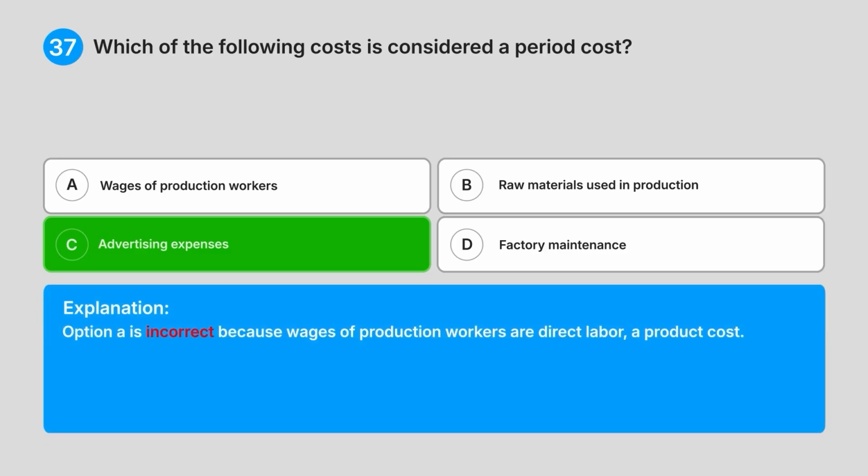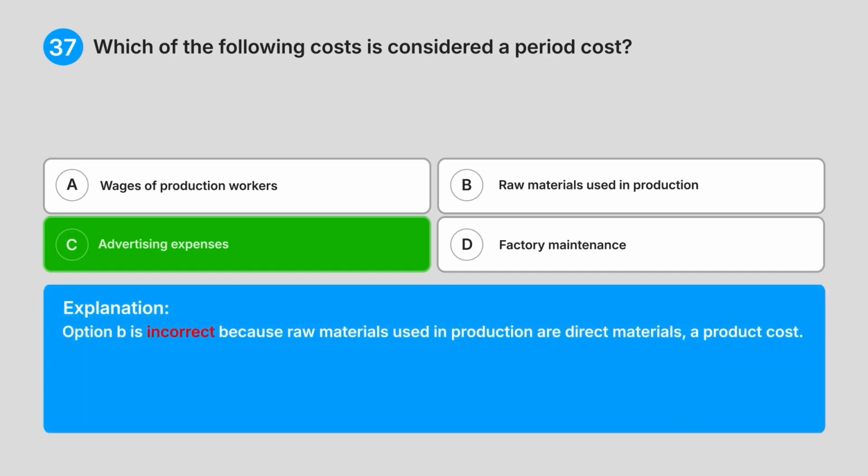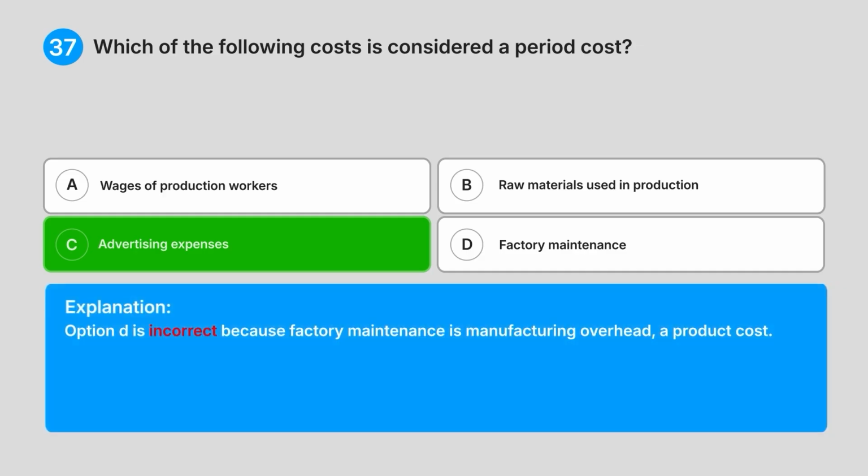Option A is incorrect because wages of production workers are direct labour, a product cost. Option B is incorrect because raw materials used in production are direct materials, a product cost. Option D is incorrect because factory maintenance is manufacturing overhead, a product cost.